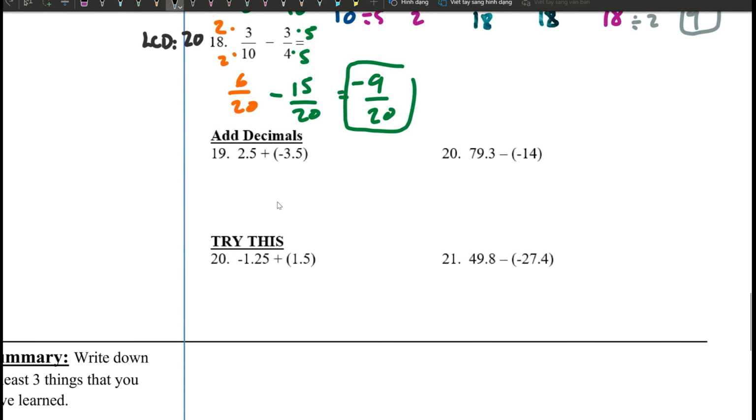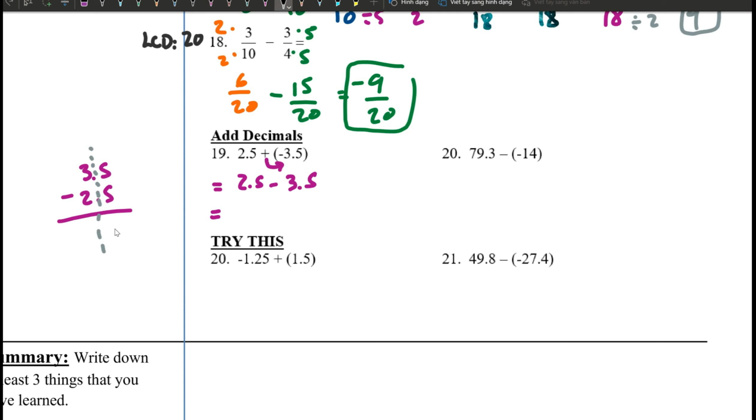Alright, last one. Add and subtract decimal numbers. So first, positive times negative is negative. 2.5 minus 3.5. So you subtract the decimal numbers. What you're going to do is line them up. 3.5 minus 2.5. I put the bigger number on top. You're going to line up the decimal point.